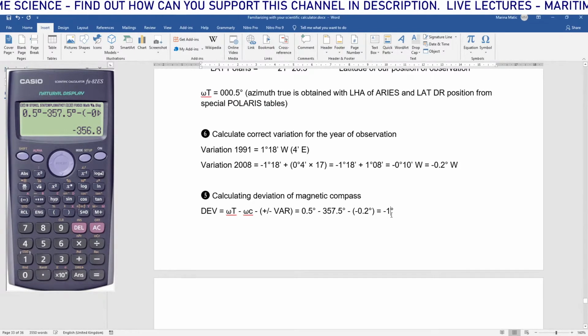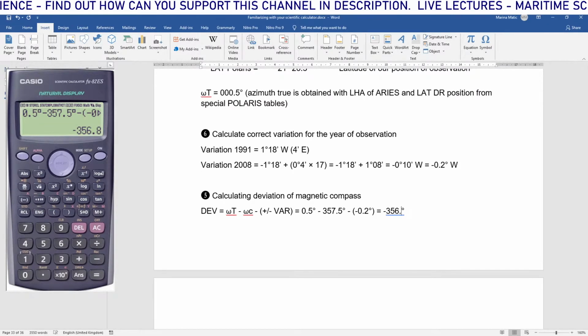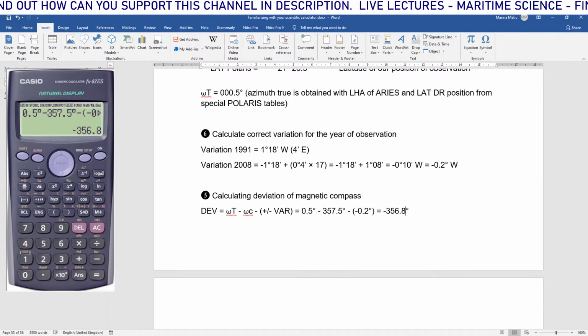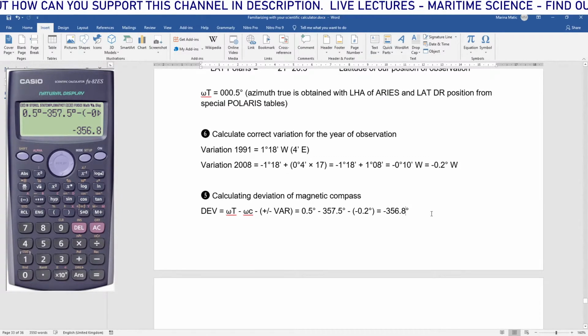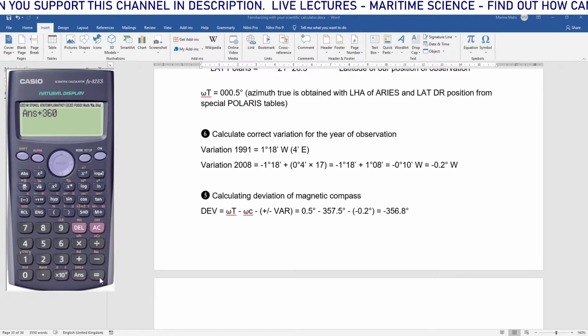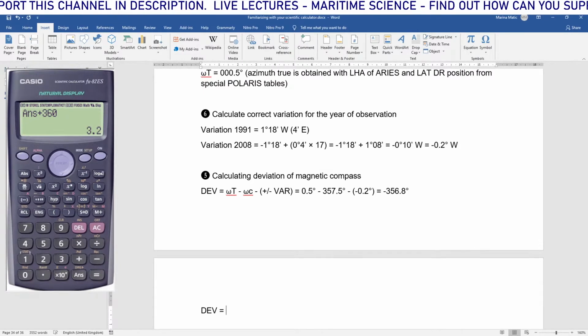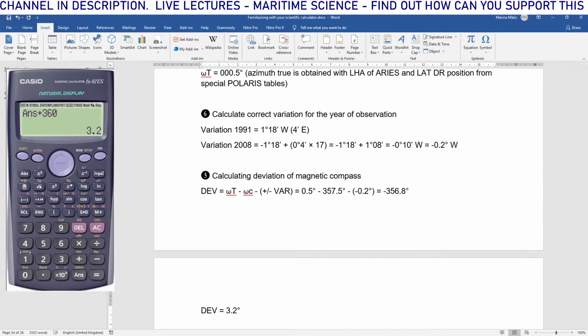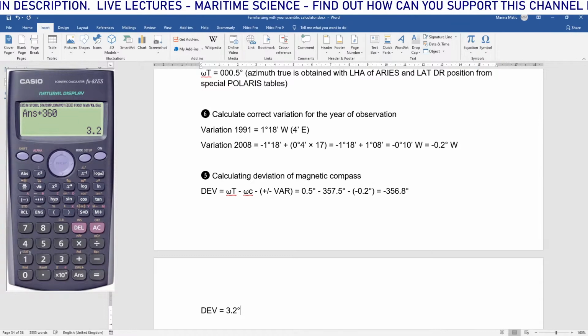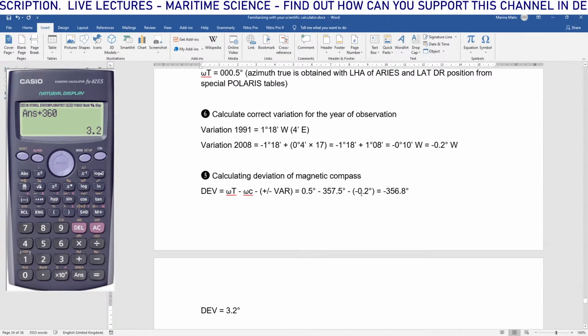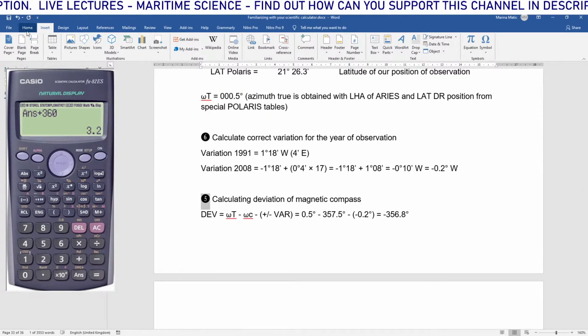and I'm going to write this down. I know this is not correct, but I'm going to write it down: negative 356.8. Now, deviation cannot be this large, obviously. If we get deviation larger than 180 in either direction, either negative 180 or positive 180, we need to add 360 to that value to get the actual value, so it's 3.2. So deviation of our magnetic compass is 3.2 degrees. Okay. And that is how you calculate latitude by using Polaris observation, and deviation of magnetic compass using, once again, Polaris observation. And this is step 7.